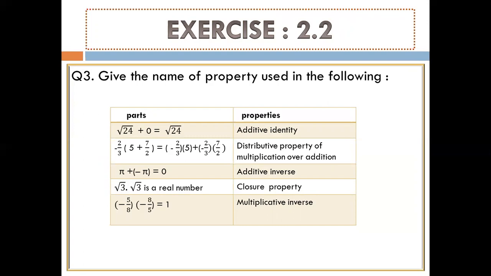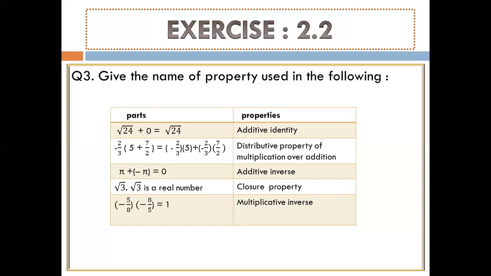The third part, pi minus pi is equal to 0, additive inverse, because the numbers are the same, both pi and pi, only they have opposite signs. When we add them, the answer is 0. They both are additive inverse of each other.